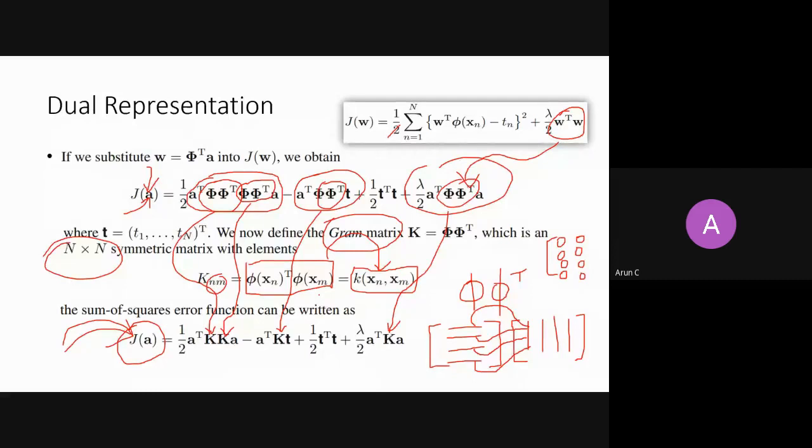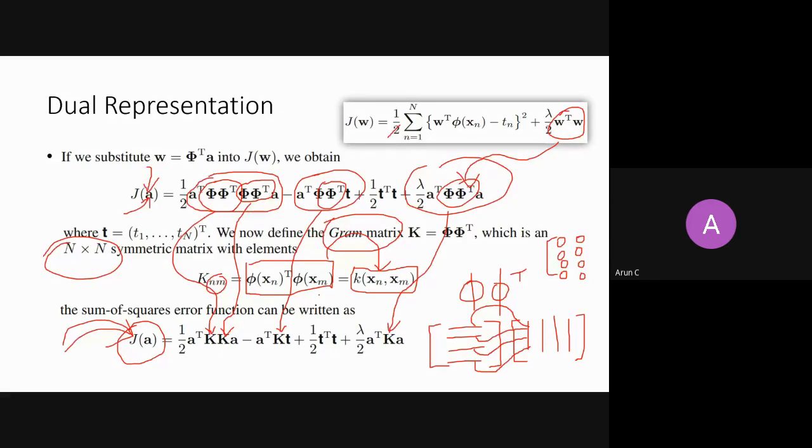I have not done anything special or new. It is just a dual representation. I am juggling with the mathematics and representations. Everything is the same. The new notation that I've introduced here is the gram matrix, right? And the good part of the gram matrix is that I can write my samples in terms of a dot product, right? So I have written my given data set X in terms of a dot product.